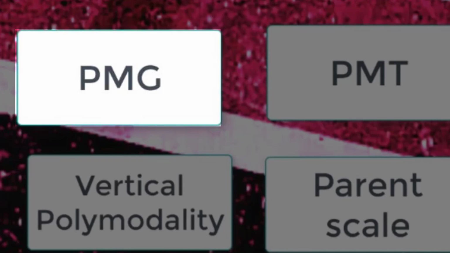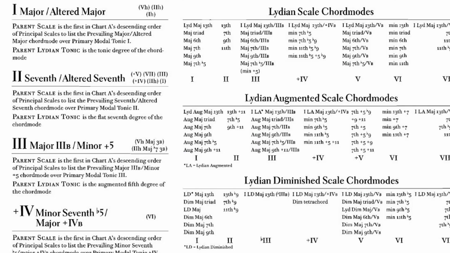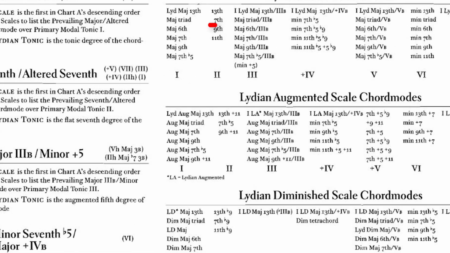PMG means primary modal genre. This is the idea that each mode of the Lydian scale represents certain types of chords, and these chords basically remain of the same type even when the Lydian scale is changed for another scale on the same modal degree. For instance, the chord on mode 2 of F Lydian would be G7, a dominant chord, and some form of dominant would also appear on mode 2 of the Lydian augmented and diminished, etc.